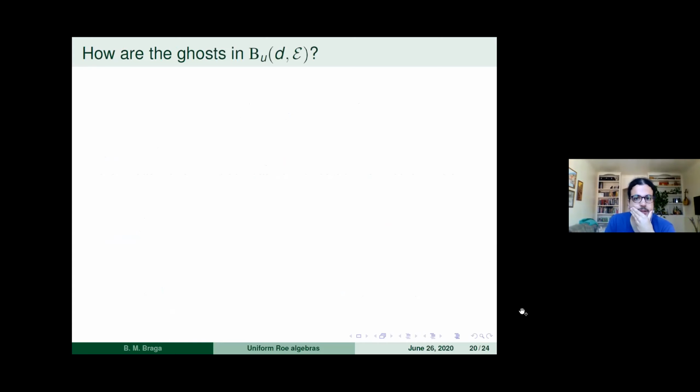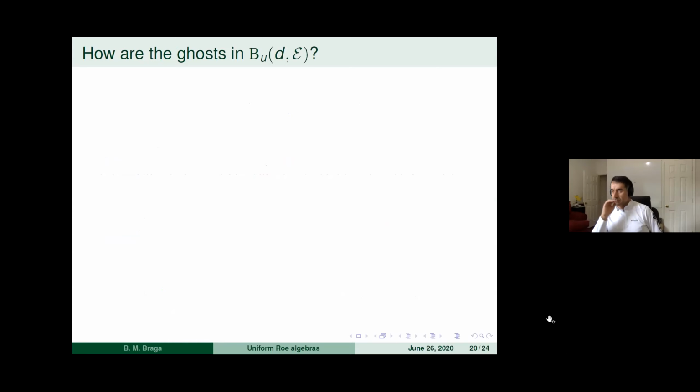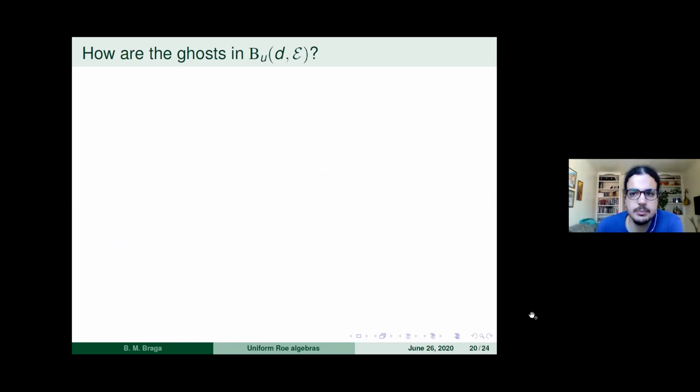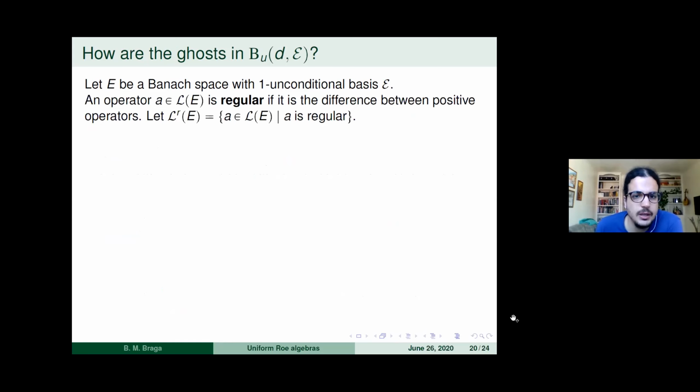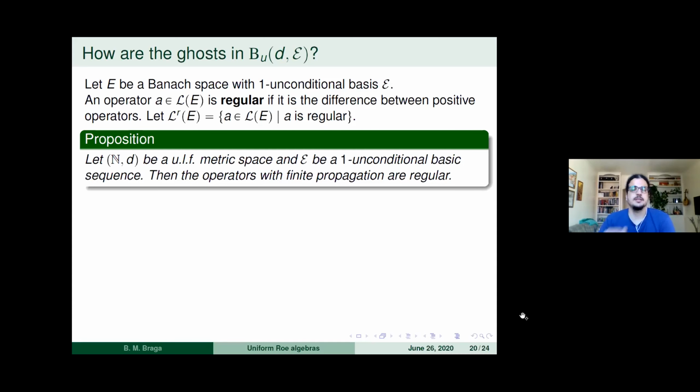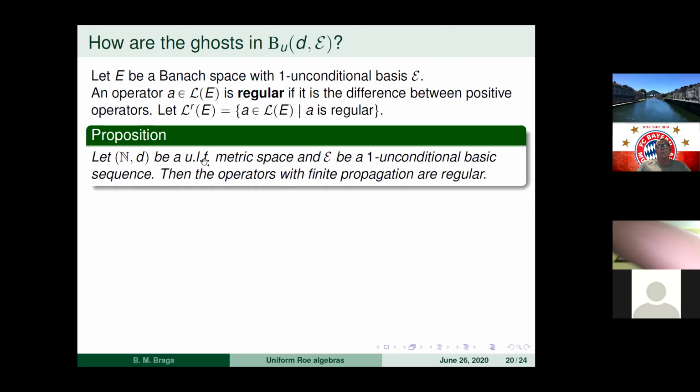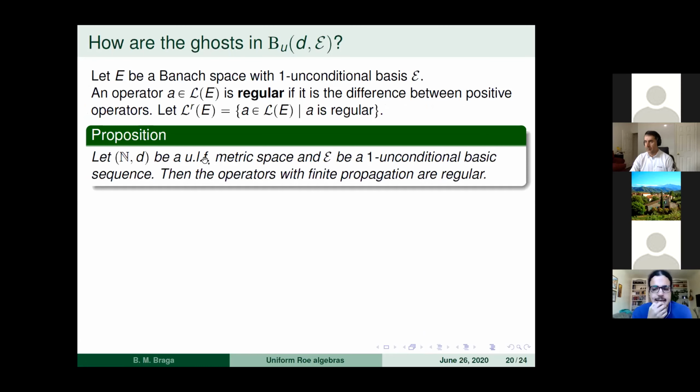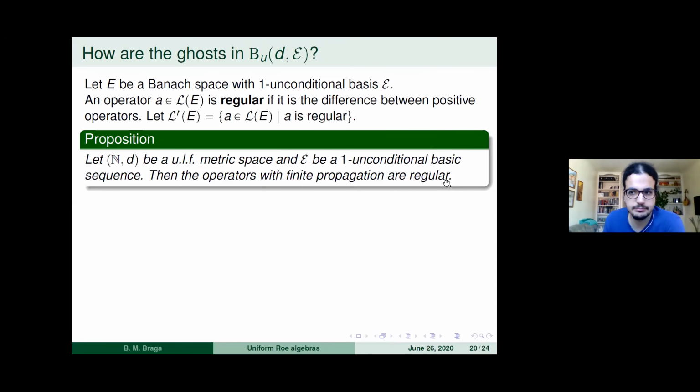Okay. Now, we need to look at the ghosts in this space. And let's talk a little bit about that. From now on, let me just fix a one unconditional basis because I'm going to use some terminology of Banach lattice. If you look at an operator there, you call it regular if you can write it as the difference between positive operators, and LRE denotes the set of all regular operators. And what you can show, and this is very important, is that if you have uniform local finiteness, then every finite propagation operator is regular. So the finite propagation operators are all contained in here.